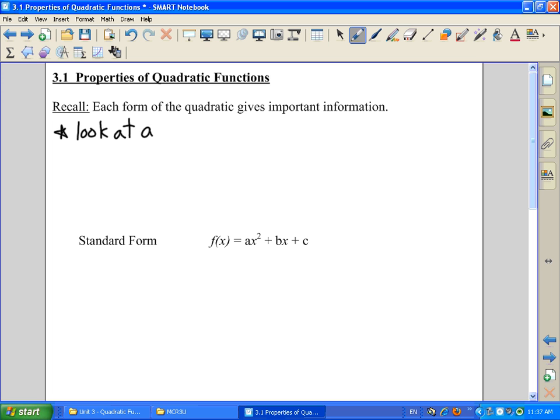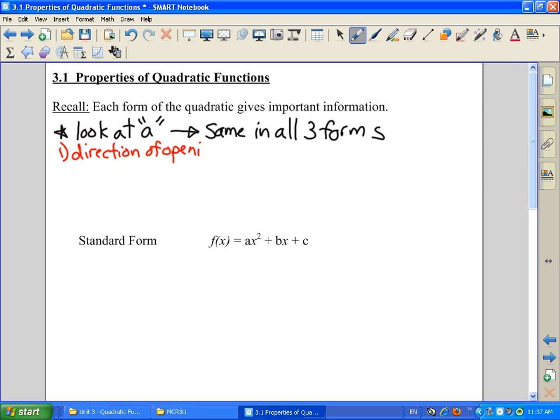So let's look at a. Just remember that a is the same in all three forms. We're going to deal with the transformation aspect today. First of all, a tells us the direction of opening, so that's one thing it does. So if a is greater than 0, it's going to open up.